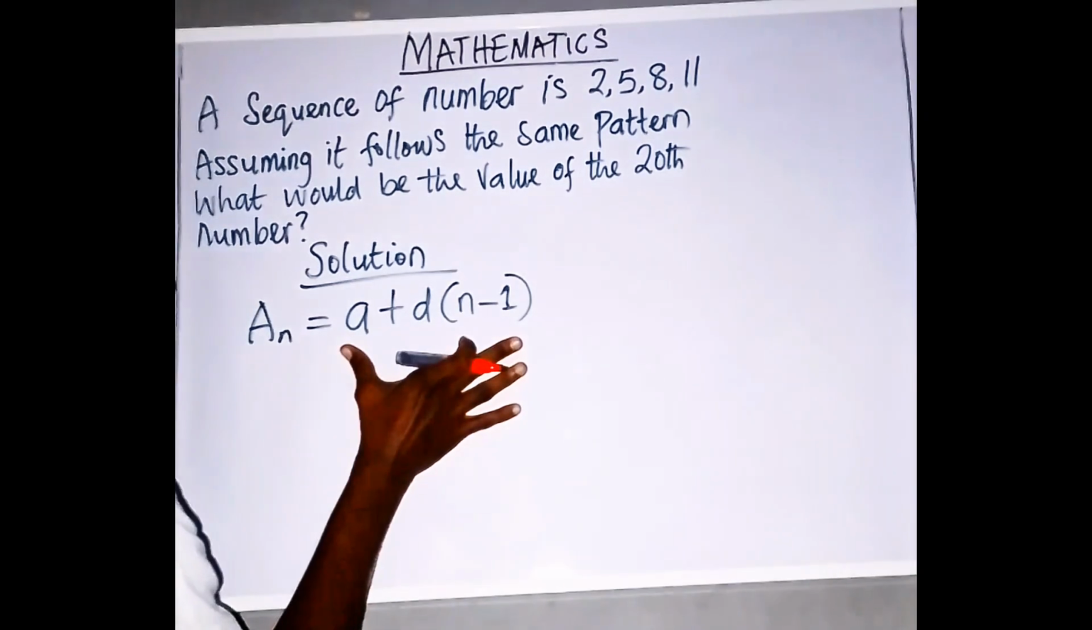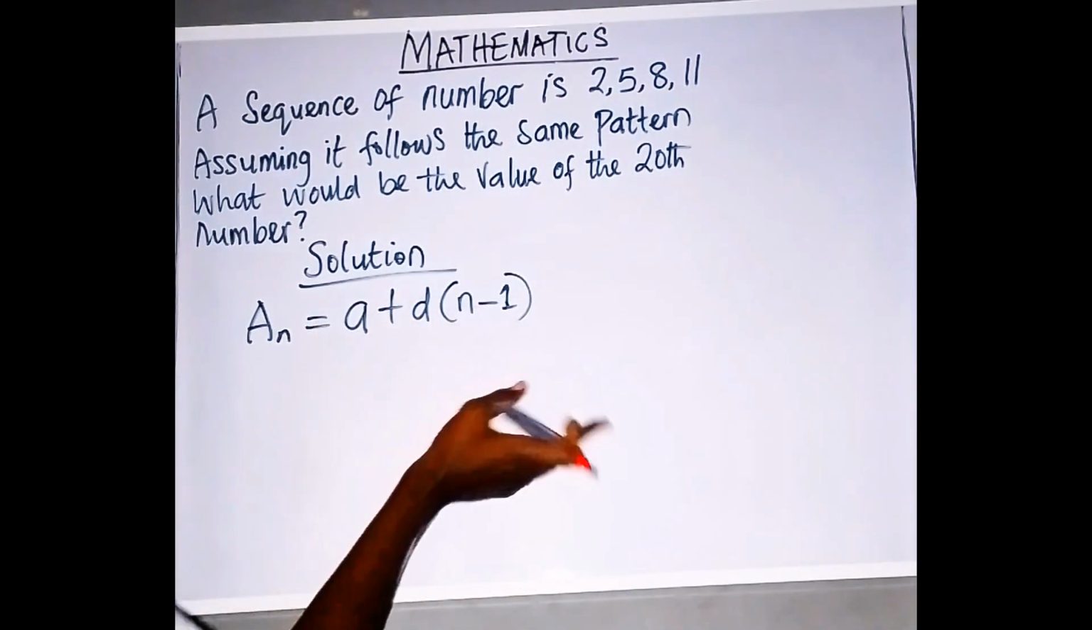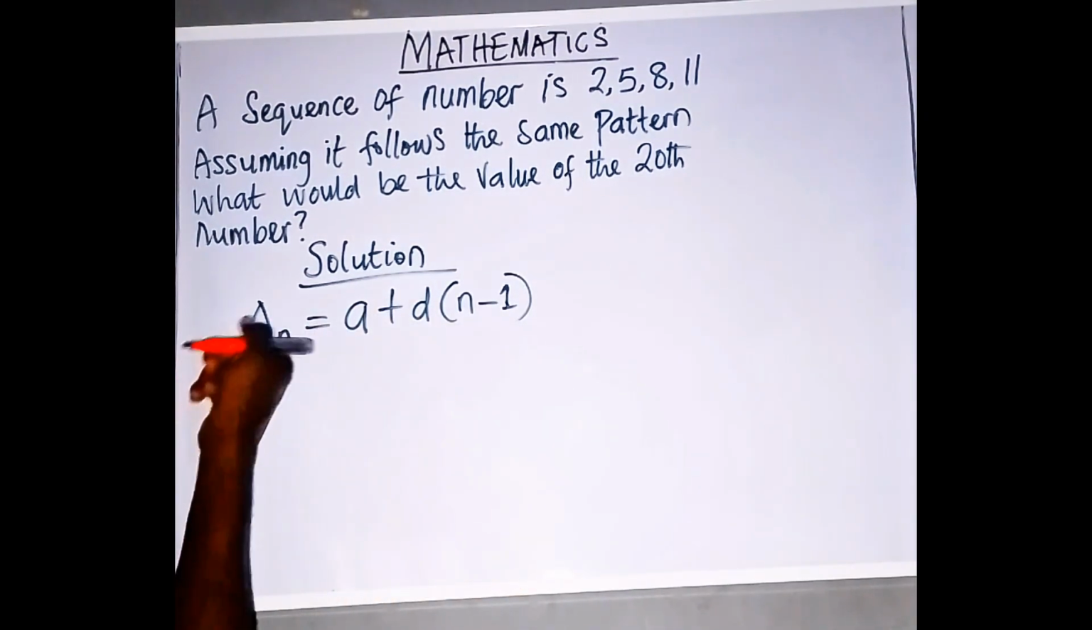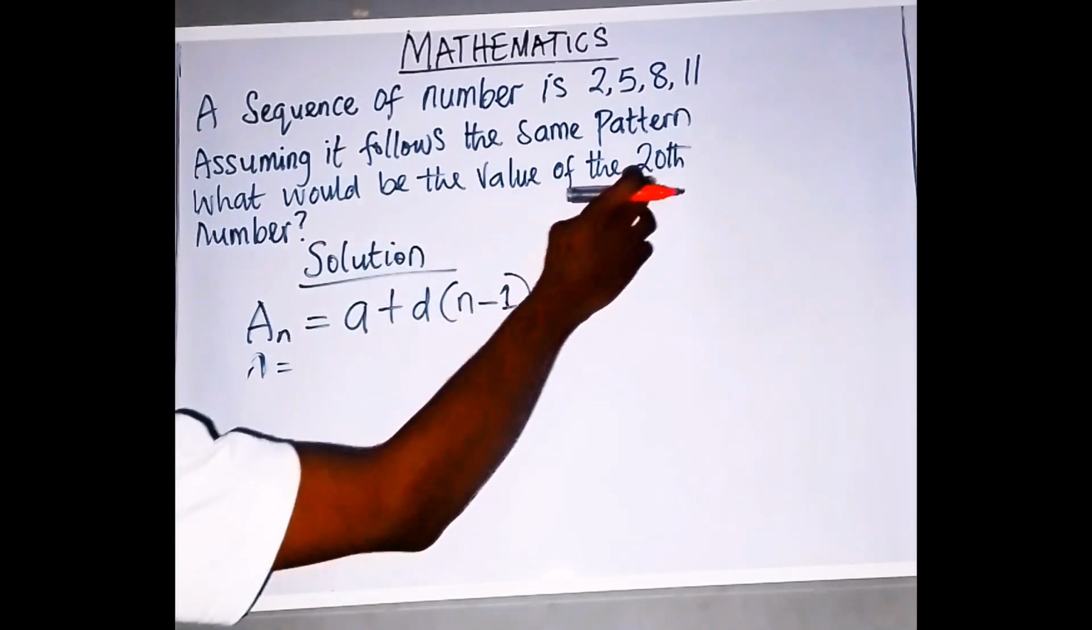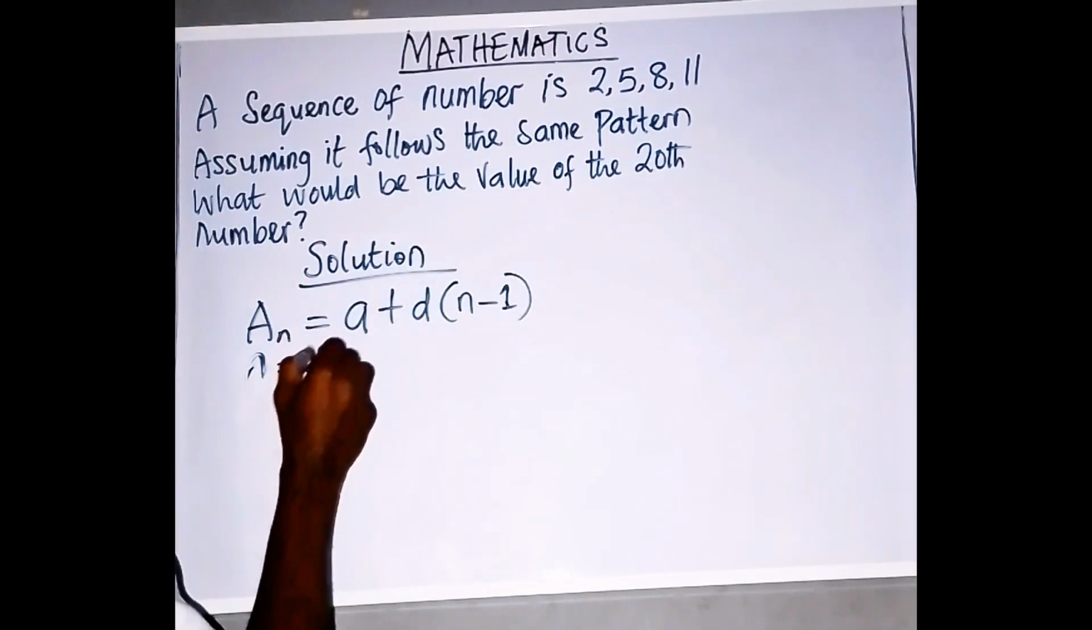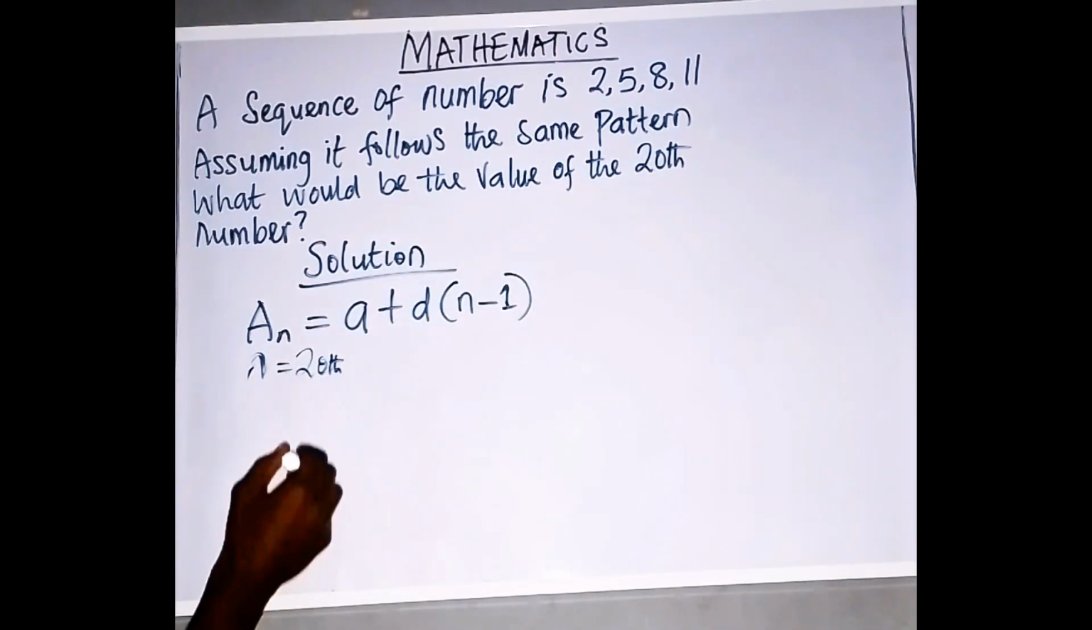Now, after writing this formula, what do I do? Now I have to bring out the values. The first value I have is n. So what is the value of n? n is the number of the term. What's the term they ask us to find? Looking at the question, they said, what is the 20th term? So I'm looking for the 20th term. So n is 20.